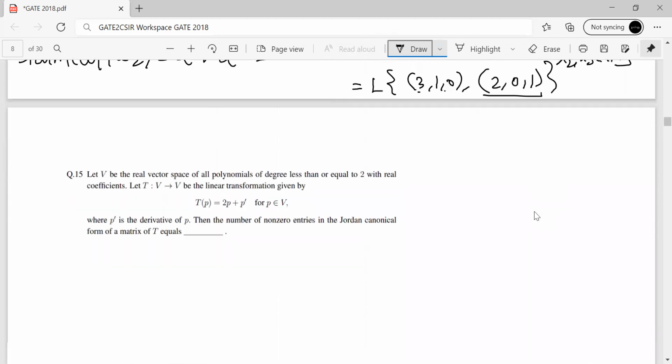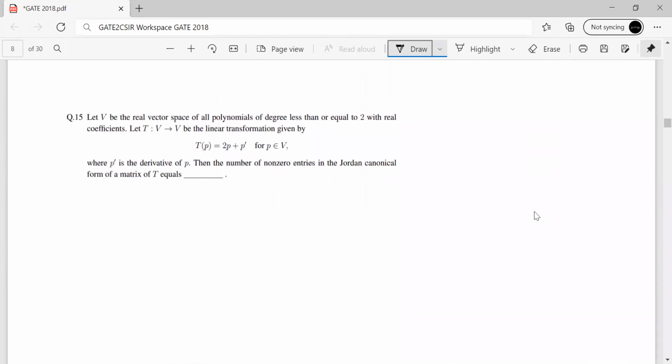Okay. Now let's consider this one. You are given V, a vector space of all polynomials of degree less than or equal to 2. That means it will be spanned by 1, x, x square, with real coefficients, and T is a linear transformation given by this. So let us find the matrix of this first, because they want the number of non-zero entries in the Jordan canonical form of the matrix T. So first let's find out the matrix and then we'll find out its JC form.